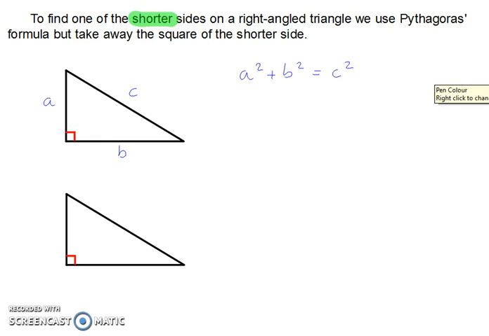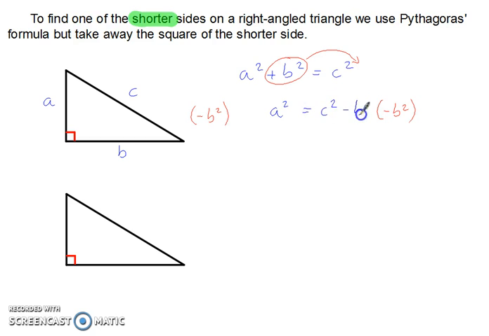Now then, let's say if we wanted to work out A, what we'd have to do is get this B squared and take it over to the other side because we want the A squared by itself. I can say officially that's taken away B squared from both sides. So we get a nice little piece of algebra practice here, and we're left with A squared equals C squared minus B squared. If we want to work out one of the shorter sides, we have to take away the square of the other side from the square of the hypotenuse.